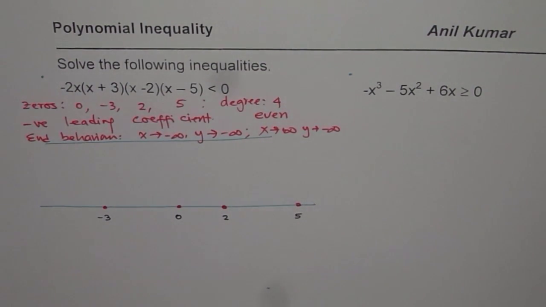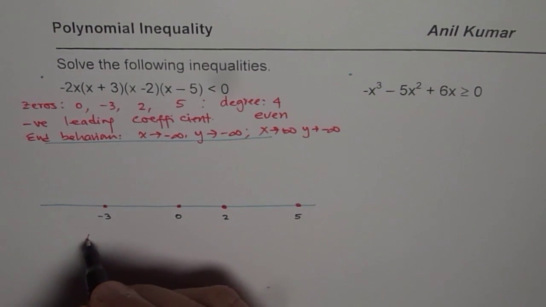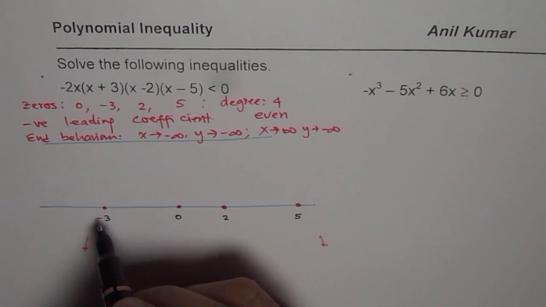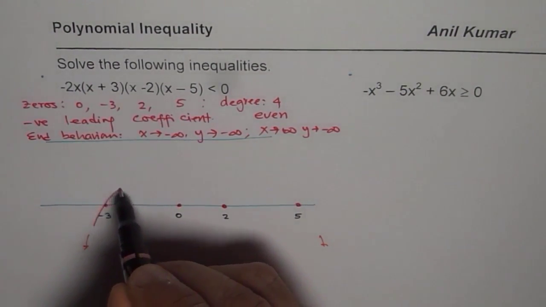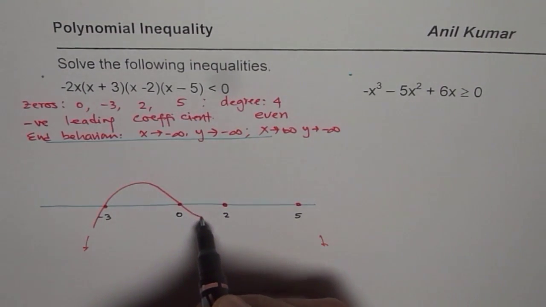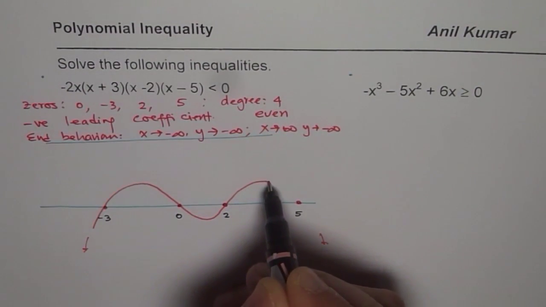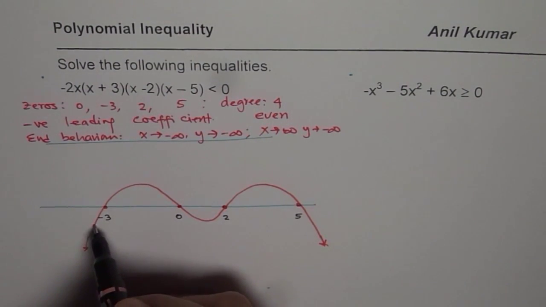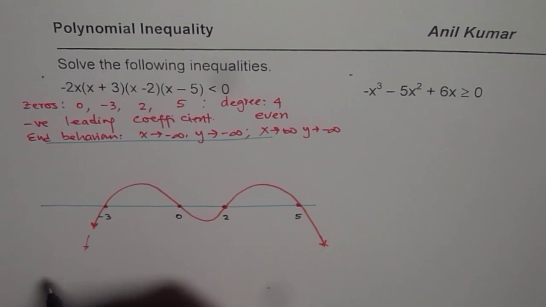Now since the end behavior is known to us, and it's a degree 4 equation, the graph of the polynomial will be kind of like this. Do you see that? So that is how the graph is going to be.